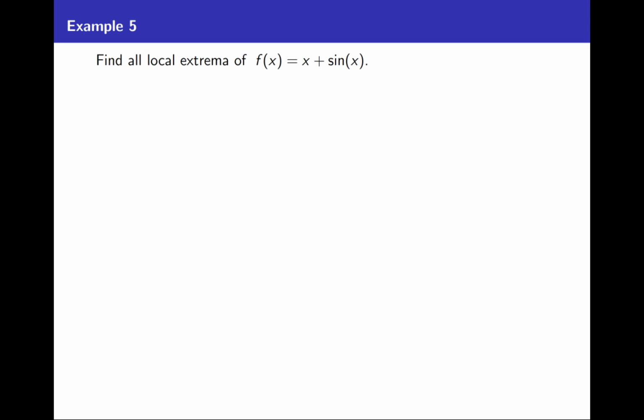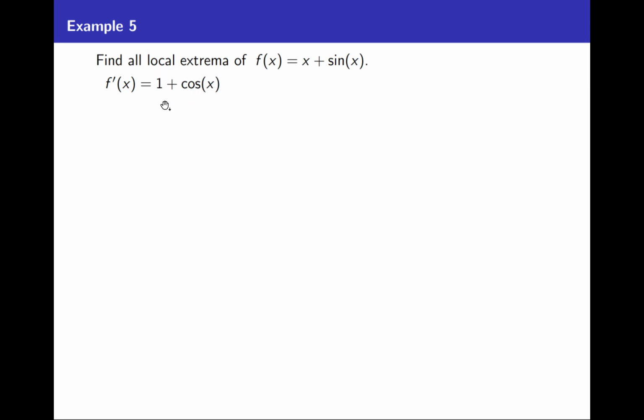Example 5. Let's find all the local extrema of the function f of x equals x plus sine x. So our process is to, first of all, find the critical points of this function. So let's take f prime of x, and it's 1 plus cosine of x. And you'll notice that the domain of both f and f prime is all real numbers. And there are no values of x, therefore, that make f prime undefined.